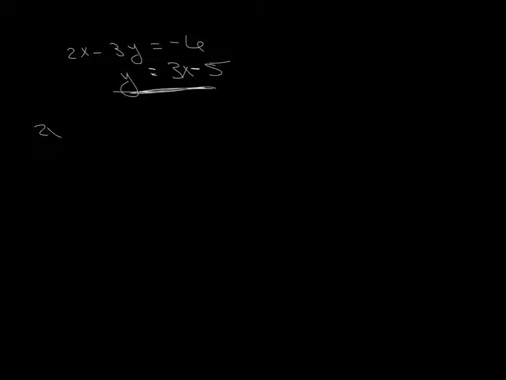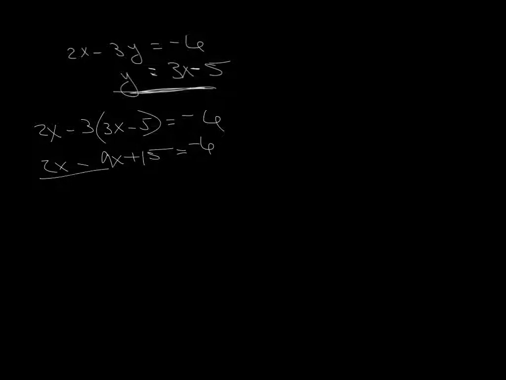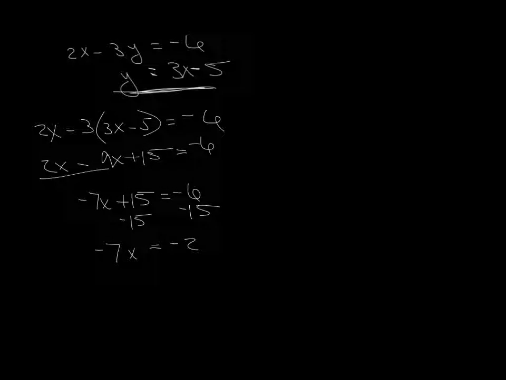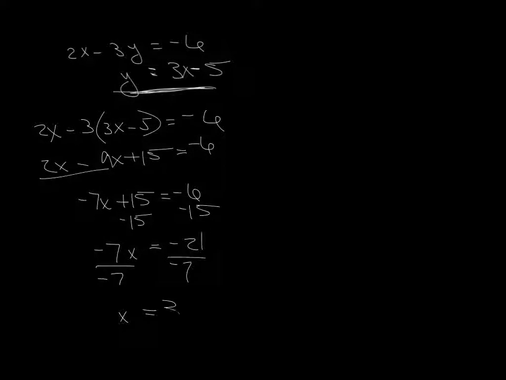So let's go ahead and write that as 2x minus 3, and instead of a y, we're going to group in parentheses 3x minus 5 equals negative 6. We're going to use distributive, add the x's, subtract 15, divide by negative 7, and my x is going to equal 3. Alright, so my x is 3.